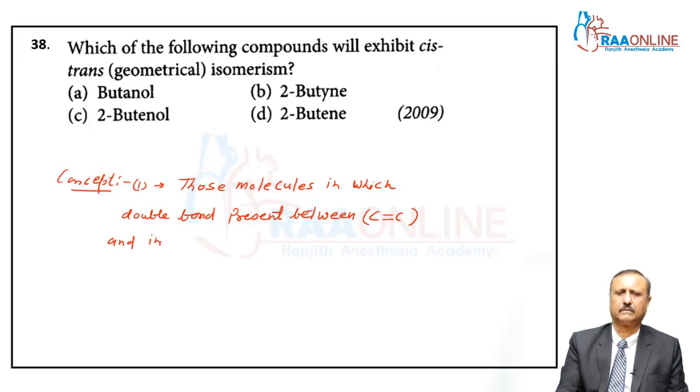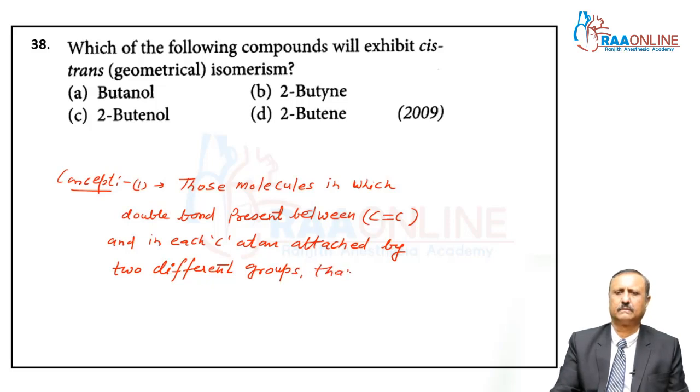And in each carbon atom attached by two different groups, and each carbon atom is attached by two different groups, then geometrical isomerism is present.